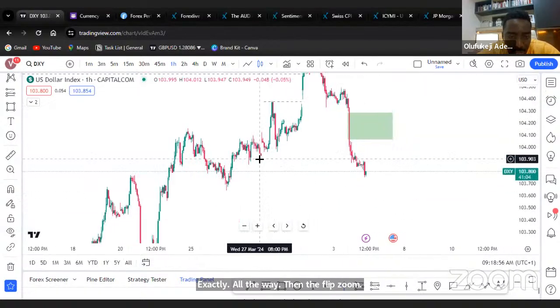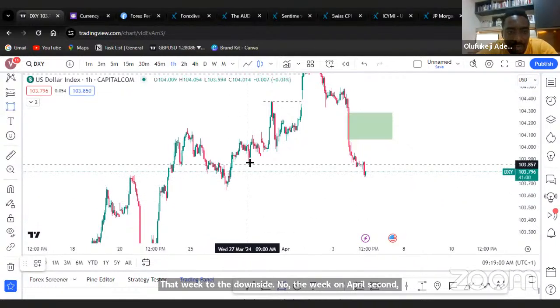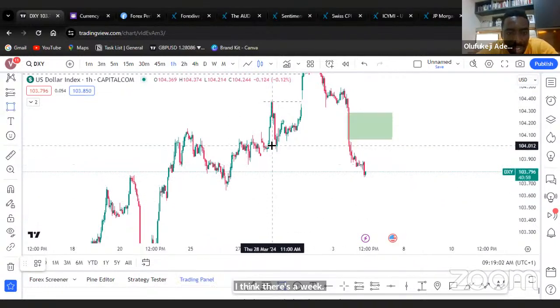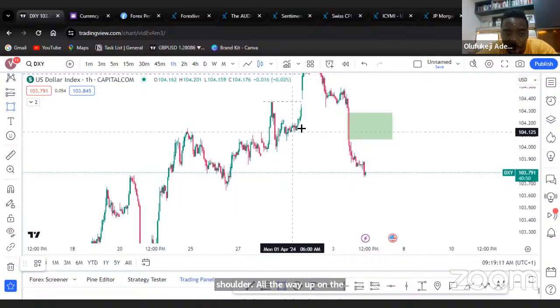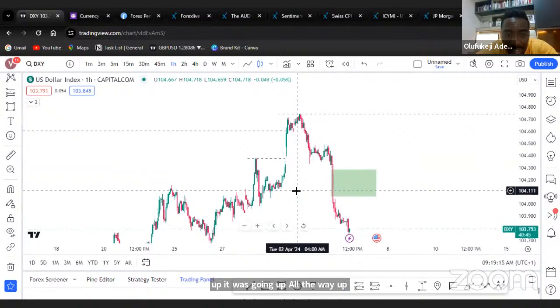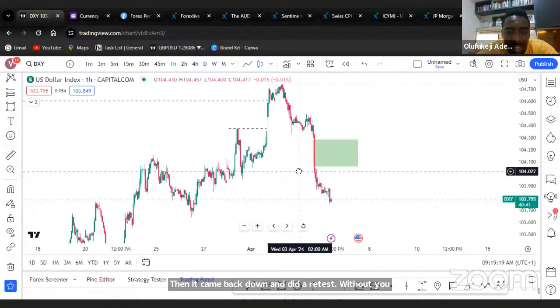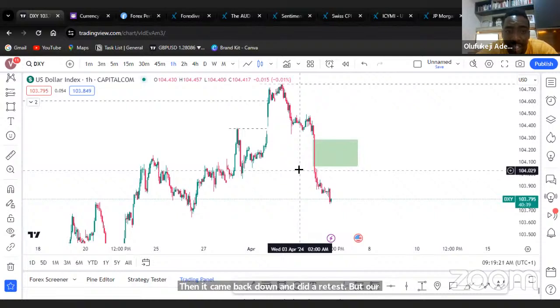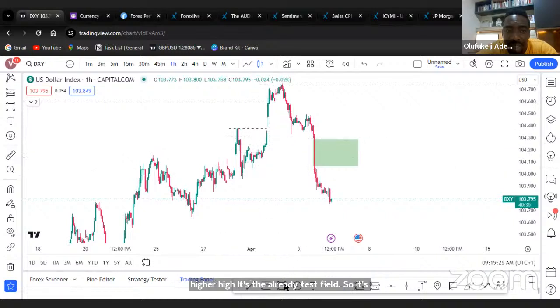The week on April 2nd, I think, there's a flip zone that failed. That's the shoulder. Price broke through the shoulder all the way up on the 28th. It was going up, up, up, up, all the way up. Then it came back down and did a retest. But that retest didn't push price up. Instead of it forming a higher high, that retest failed. So it's another block that has failed, that has been reclaimed.